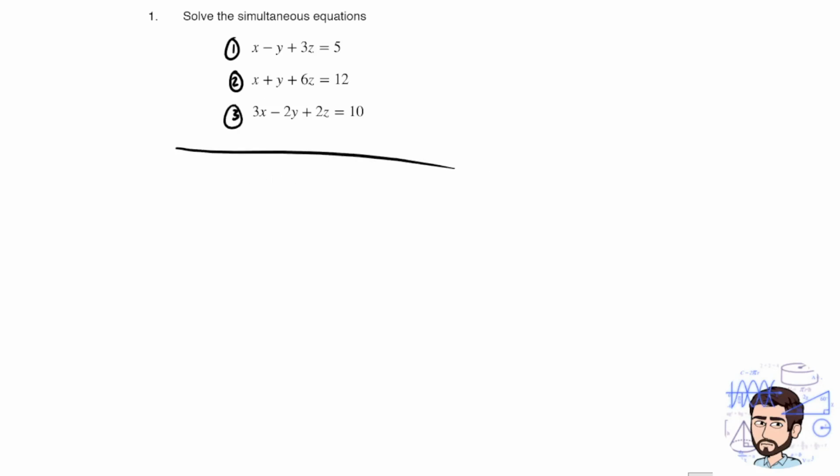Now, to solve triple simultaneous equations, the basic idea is, in an ideal world, you want two equations that just have two variables in, like x's and y's. Because if you had two equations with two variables, you could just use what you would normally do for normal simultaneous equations and solve it normally. So basically we want to get to a point where we have two equations with just two variables in it.